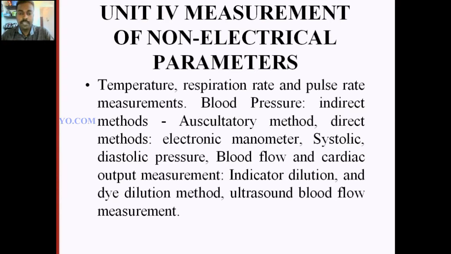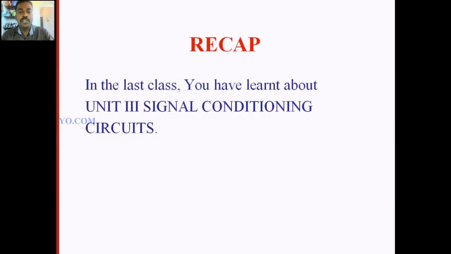Okay, right. So first we are going to see the recap. In the last class we studied unit 3, that is signal conditioning circuits. In that we covered the impedance matching circuit, isolation amplifier, then filter, etc. That is completely related to the electrical parameter measurements.